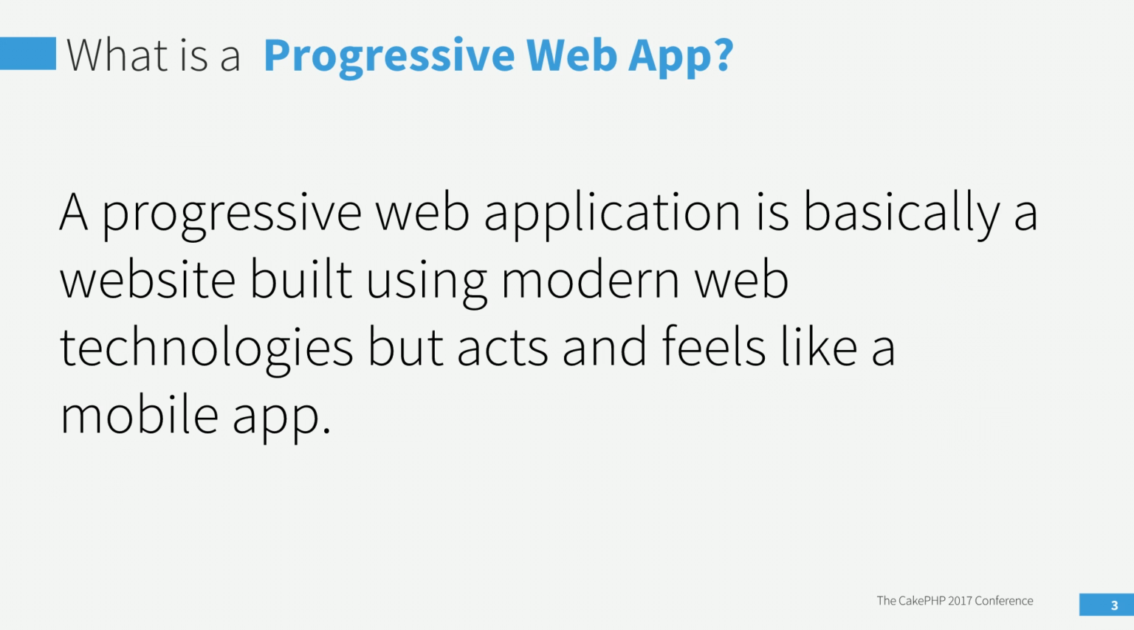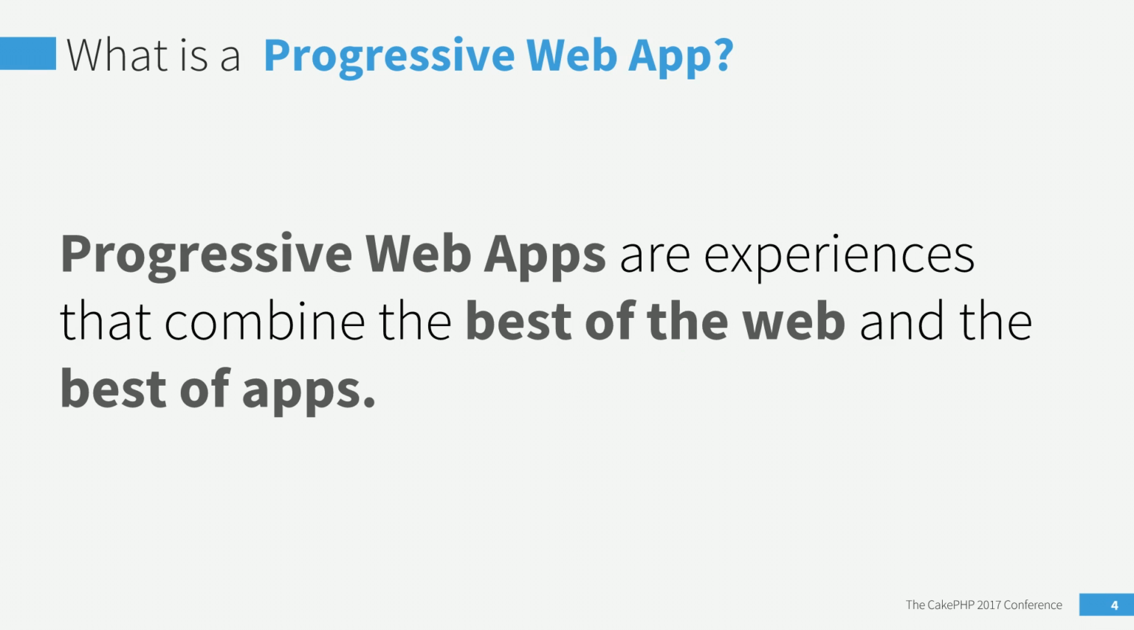Okay, so let's get started. What's a progressive web app? I'm sure we must have been hearing about progressive web apps for some time now. A progressive web application is basically a website built using modern web technologies, but acts and feels like a mobile app. That's the basic definition of a progressive web app, all right? Progressive web apps are experiences that combine the best of the web and the best of apps.